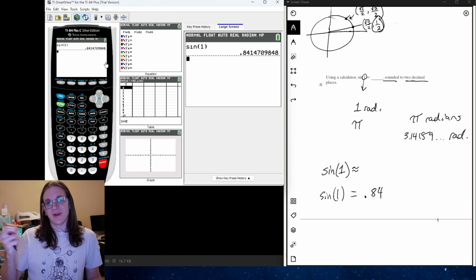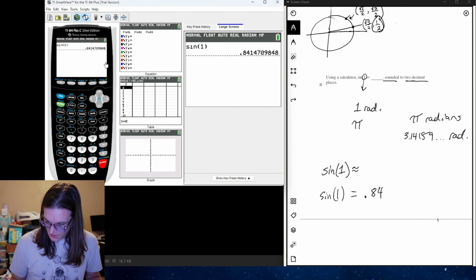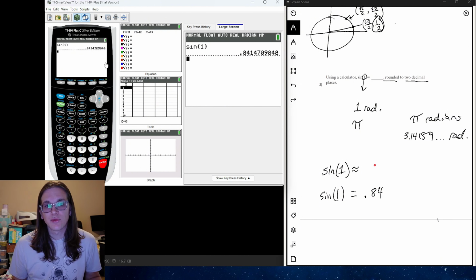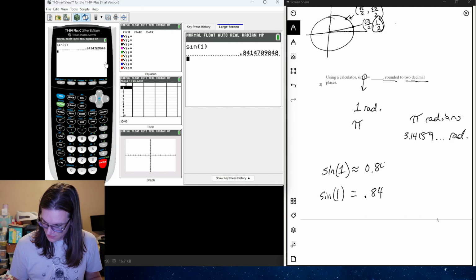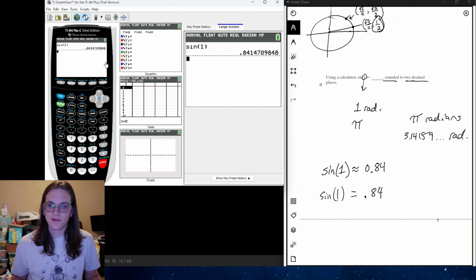If you want to be a professional, then you'll write sine of 1 is approximately, and again, even this is sloppy, I did it without the 0 on purpose, is approximately 0.84. Boom, it's rounded to 2.